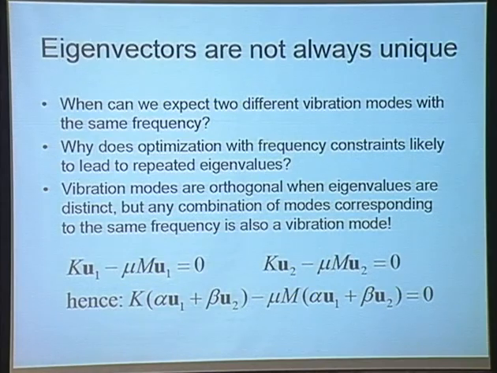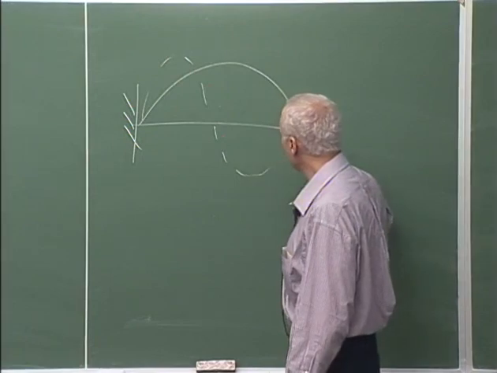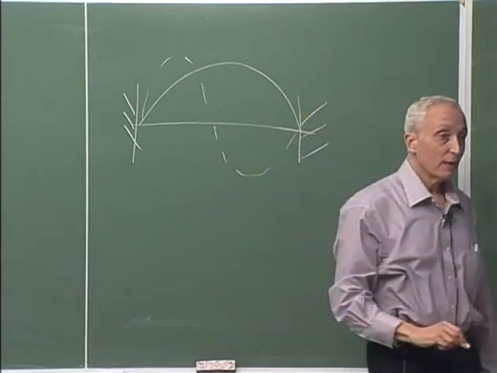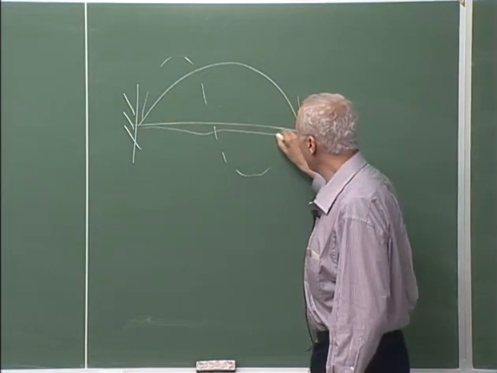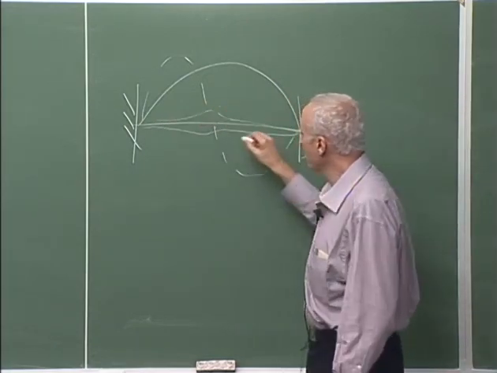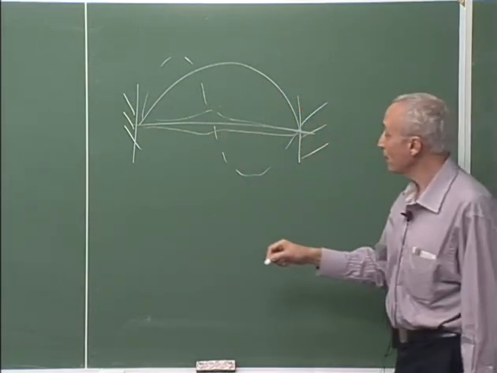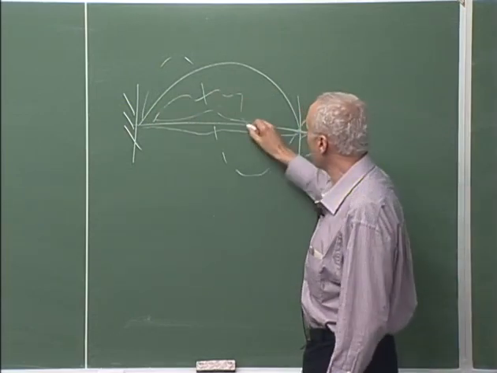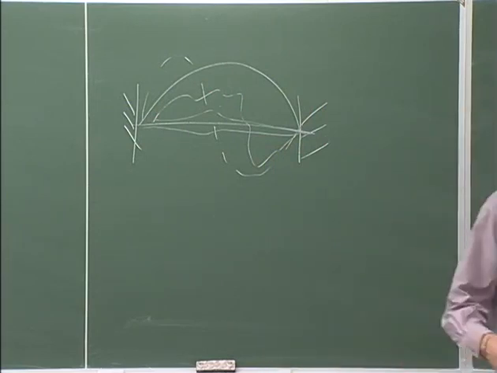So you have a beam, and one mode looks like this and the other mode looks like that. And you start optimizing the beam, and you'll tend to put more material in the middle. And all of a sudden, the two vibration frequencies become the same, and your finite element model gives you a vibration mode that looks like that, because it's some combination of the two modes.